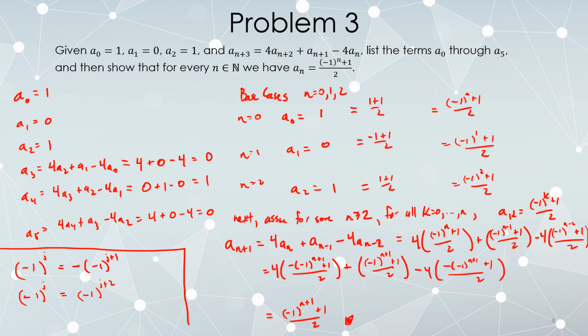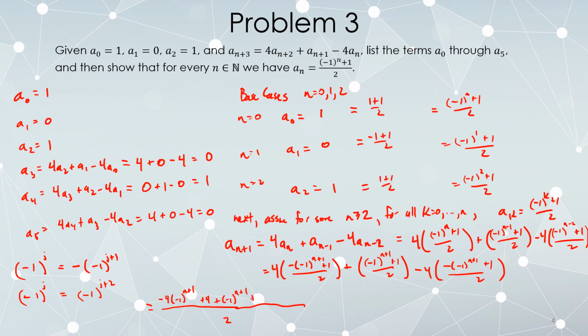Plus 1 over 2. Okay, every term has denominator 2. So I'm just going to collect this all into one fraction. Unfortunately I'm a little short on space, so I'm going to need to erase this just to clear up a bit of space. Okay, so putting everything over the common denominator of 2, we're going to end up with -4 times -1 to the n plus 1, plus 4, distributing that 4 out. Then we have a -1 to the n plus 1 plus 1.